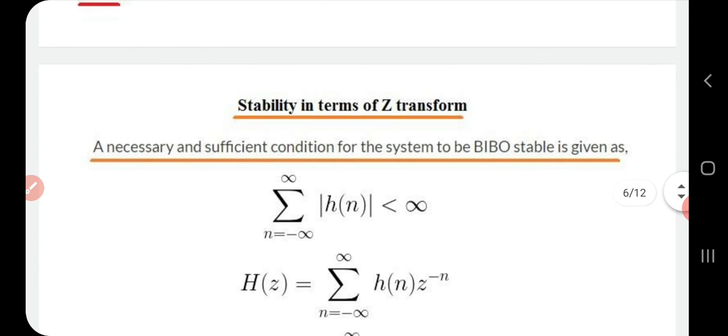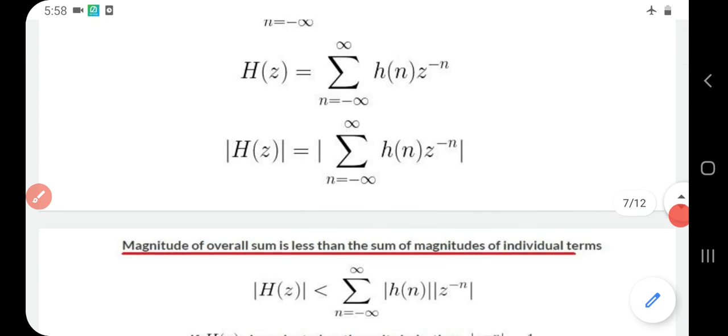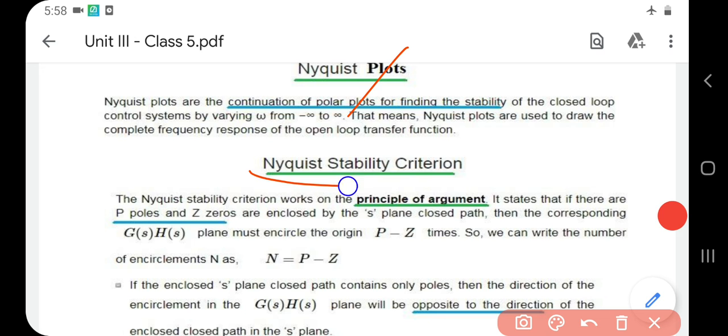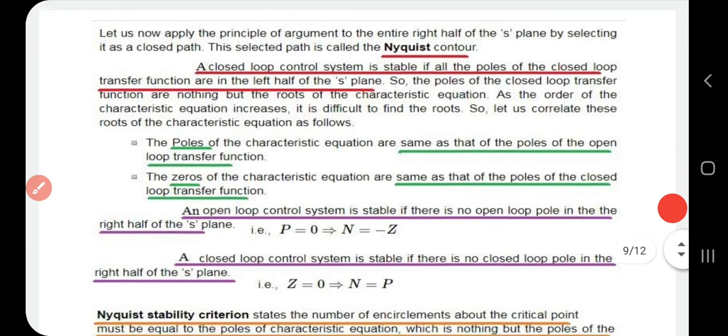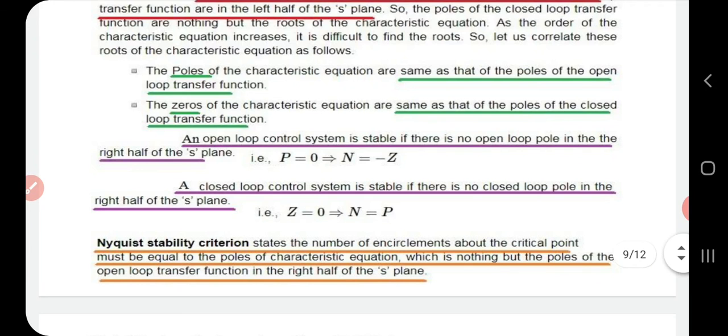Then next, this is the important section: what is meant by a stable system, what is meant by an unstable system. Now you are trying to define the stability of a control system based on various parameters. First one is based on the Z transform. You are defining the stability of the system with certain mathematical expressions. Then you are trying to decide the stability of a system based on the Nyquist plot, with great importance to the Nyquist stability criterion. Then the conditions for an open loop control system to be stable and a closed loop control system to be stable. Everything comes under the Nyquist stability criterion statements.